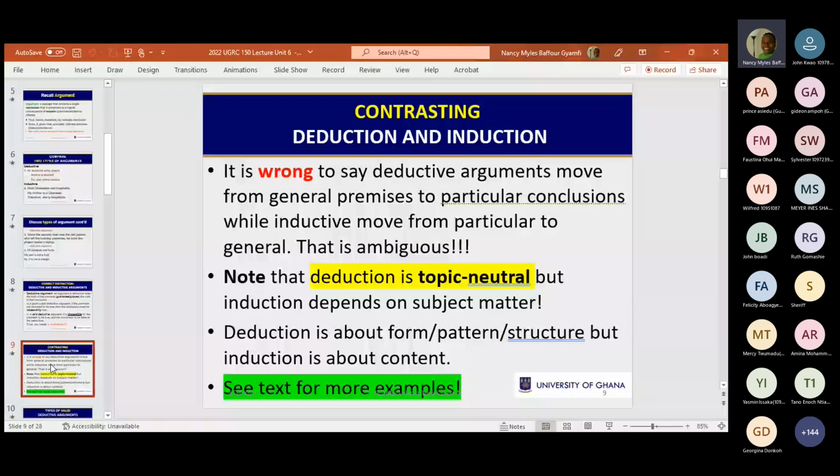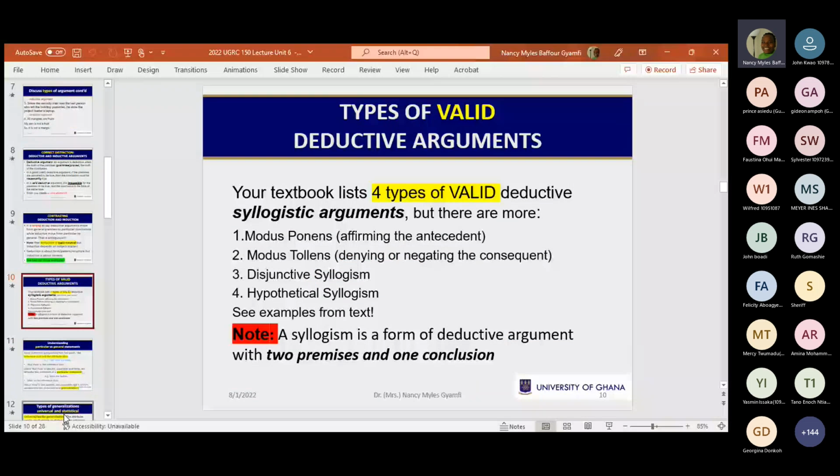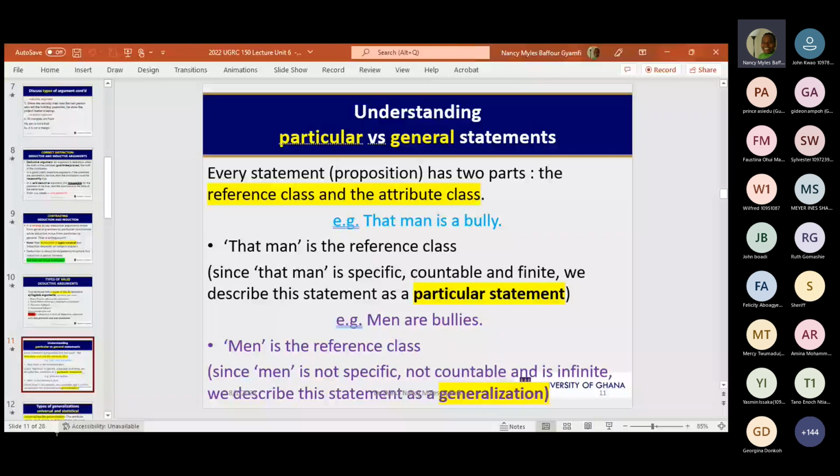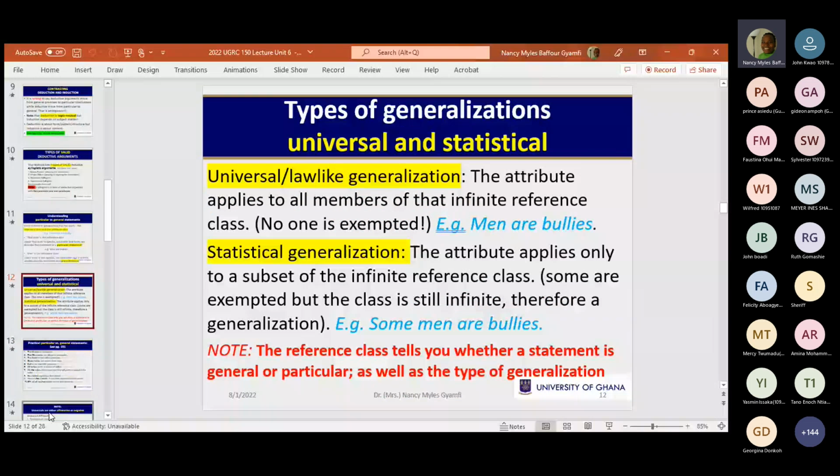So deductive arguments are topic neutral. That's why you can say all birds fly, my lecturer is a bird, therefore she flies. It will be valid because validity is not looking at truth. Then we saw the patterns themselves. And then we saw particular versus general statements. We look at the reference class. We'll get back to that substantively in Unit 7. That's where we need it more. Then we just wanted you to know universal statements and how you can open them out to read as a conditional.